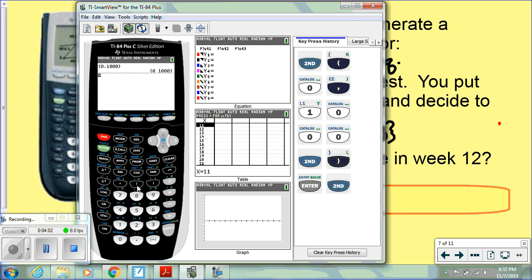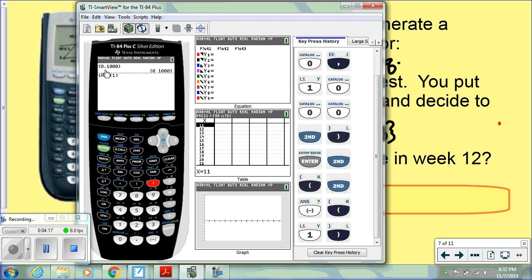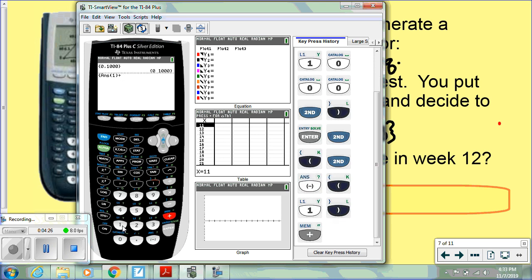I'm going to use my brackets again, and I'm going to tell my calculator what I want it to do. For that, I'm going to hit second, and down here, do you see where it says answer? So answer 1 relates to my 0. My first value is 0, that's answer 1. And to find my second term, I'm going to add 1 to that. So from week 0 to week 1, I'm going to go comma, and then I want to add 28 to the 1,000, right?